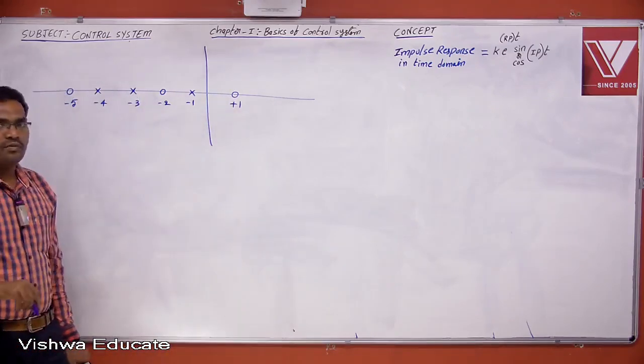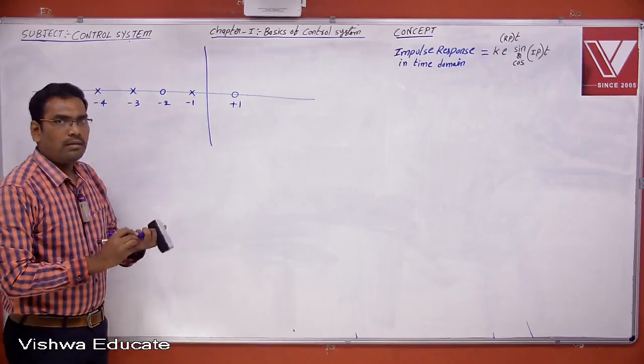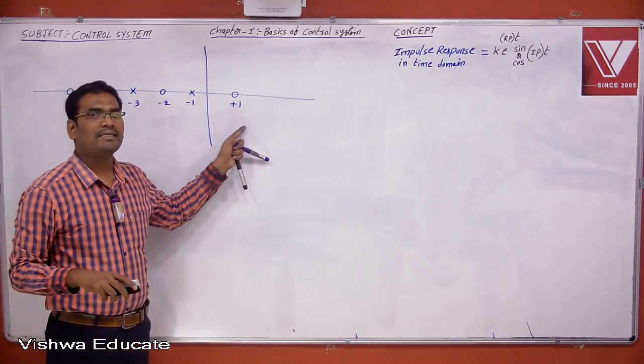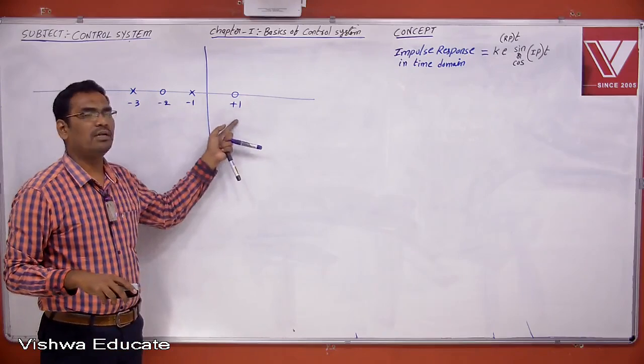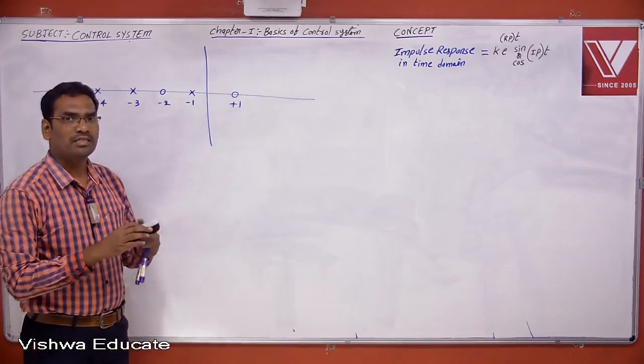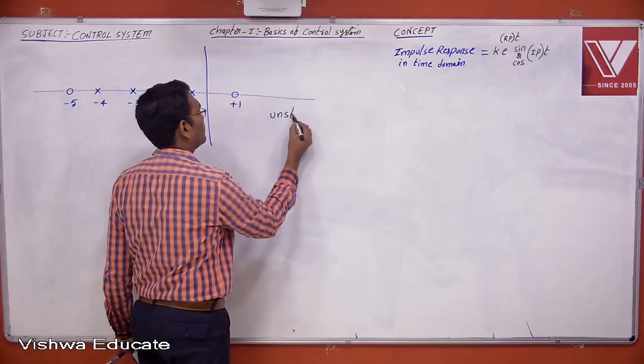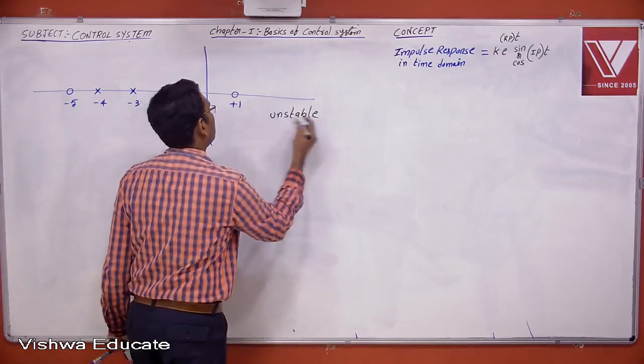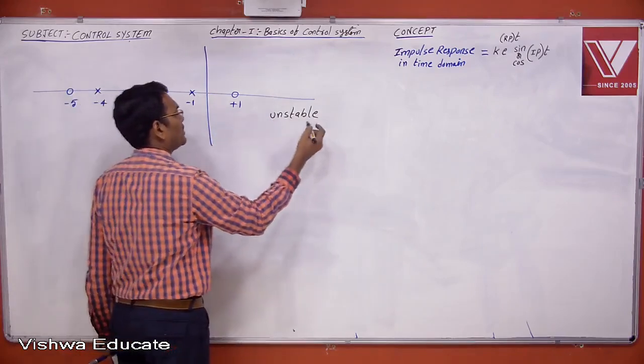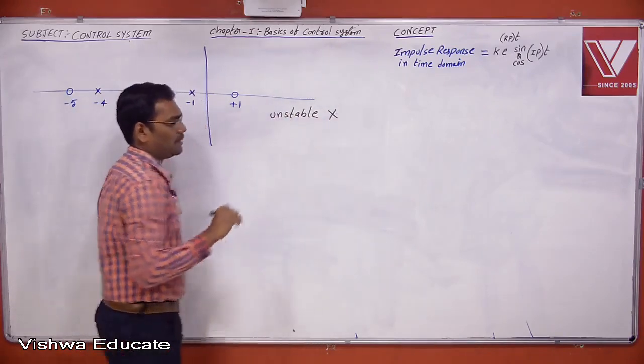Now most of you are thinking that this lies on the right hand side of the S plane. Therefore the system is unstable. Most of you are thinking like this. Yes, if it lies on the right hand side of the S plane, the system is unstable. But this is the wrong answer.